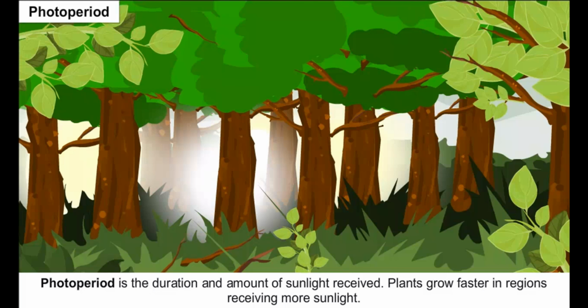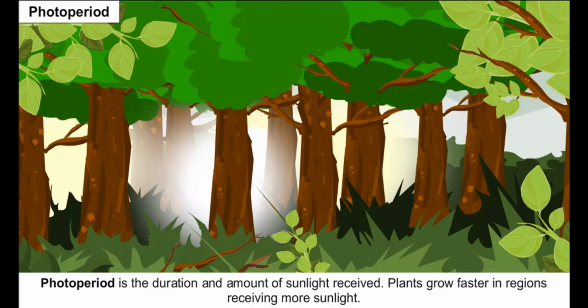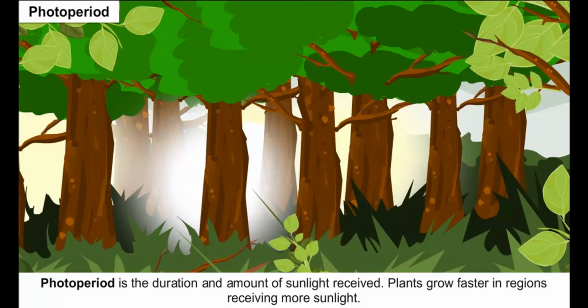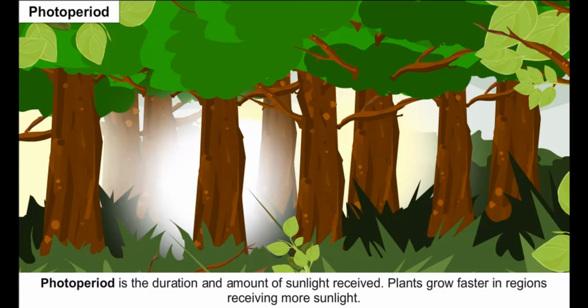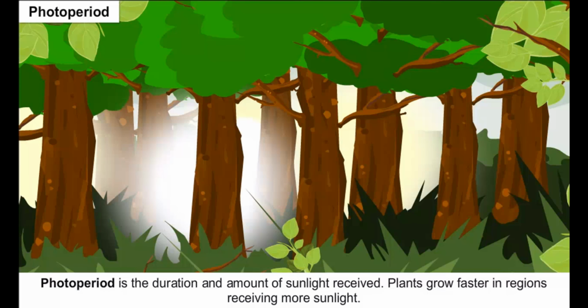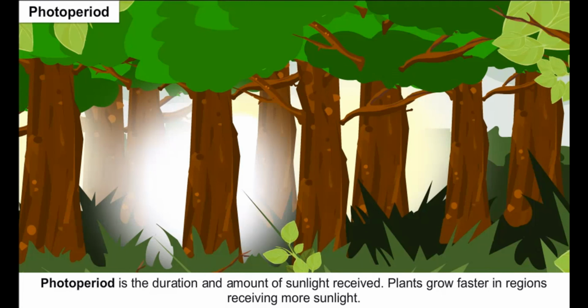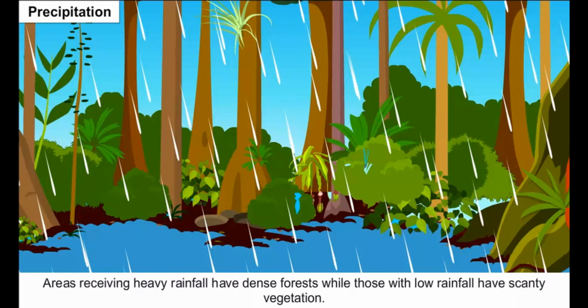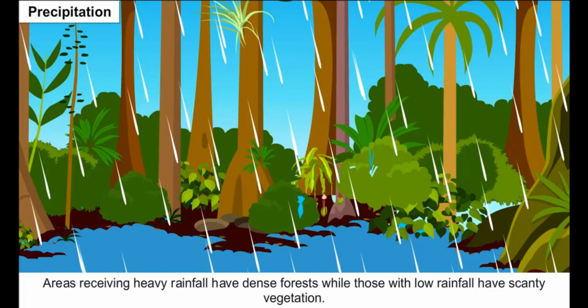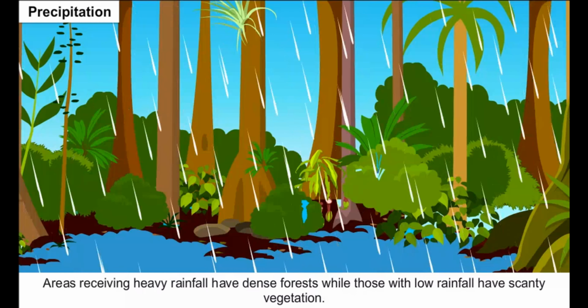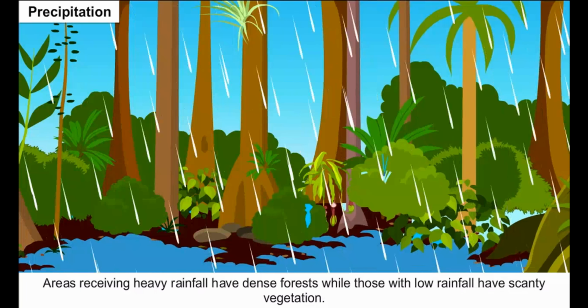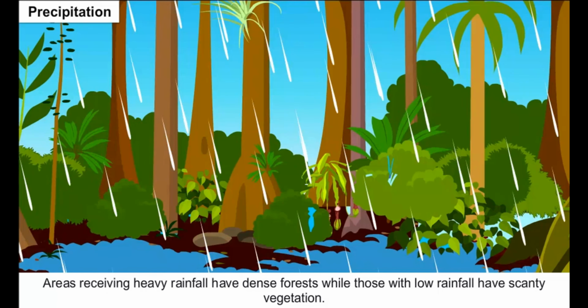B. Photoperiod is the duration and amount of sunlight received. Plants grow faster in regions receiving more sunlight. C. Precipitation. Areas receiving heavy rainfall have dense forests, while those with low rainfall have scanty vegetation.